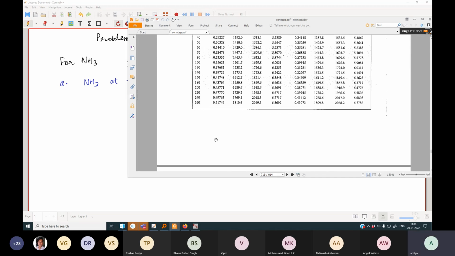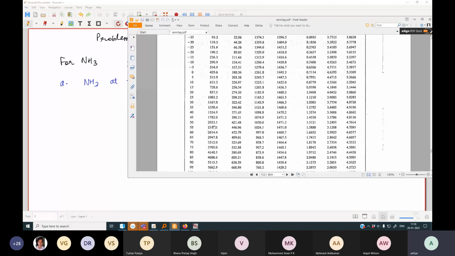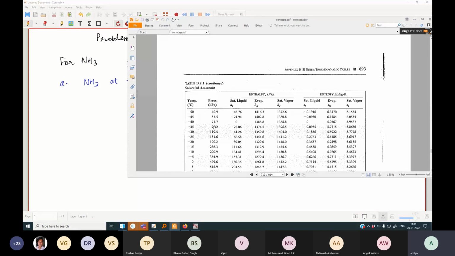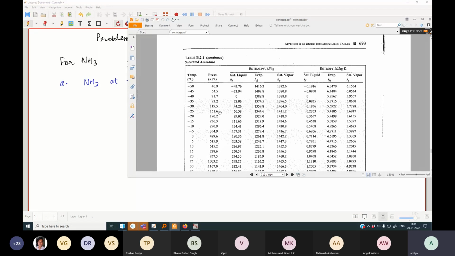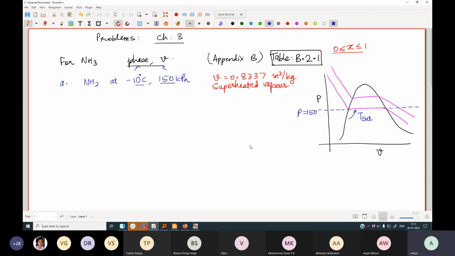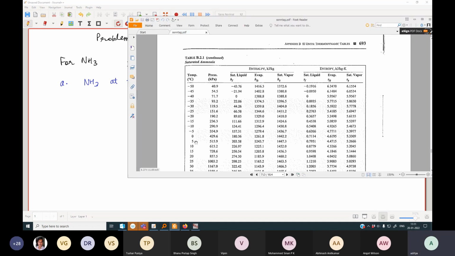Okay, so right over here we have an issue. In the ammonia tables, the authors have not given us the pressure entries. So we don't really need to worry too much. Suppose you want to still do it this way. So let's take a look. This is the table. Let me take a screenshot and put it over here.